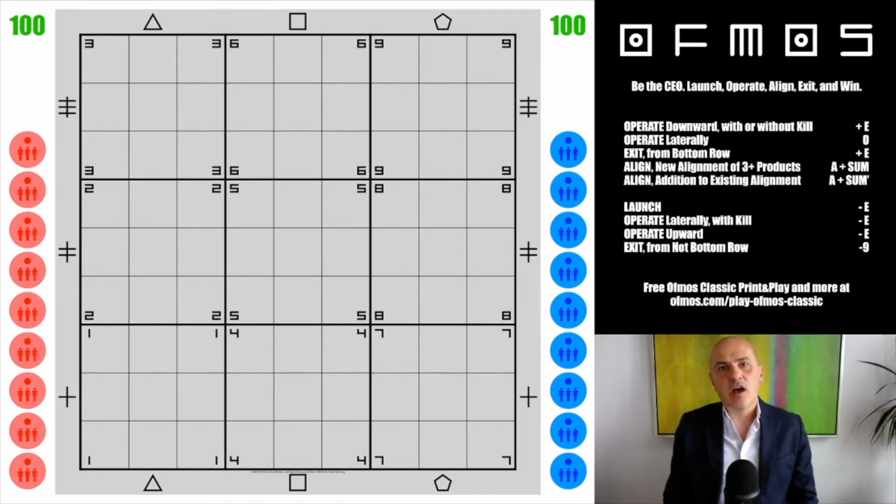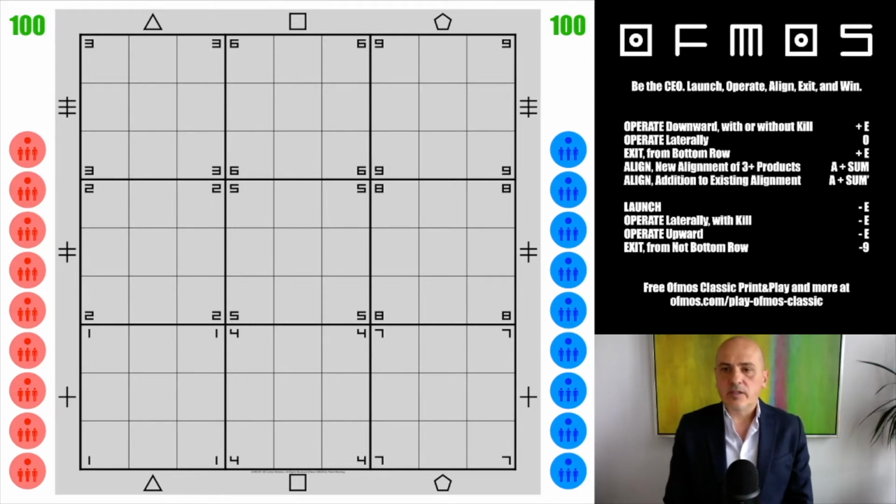Today we're going to be playing Ofmos Classic. It's the simplest simulation from the Ofmos family. I'm going to be using basically an on-screen version of the game. It's very manual. I'm using Apple Keynote to lead, and I'm going to be playing against myself, moving the pieces manually, just for you to see how it's being played and to understand all the rules just by watching me.